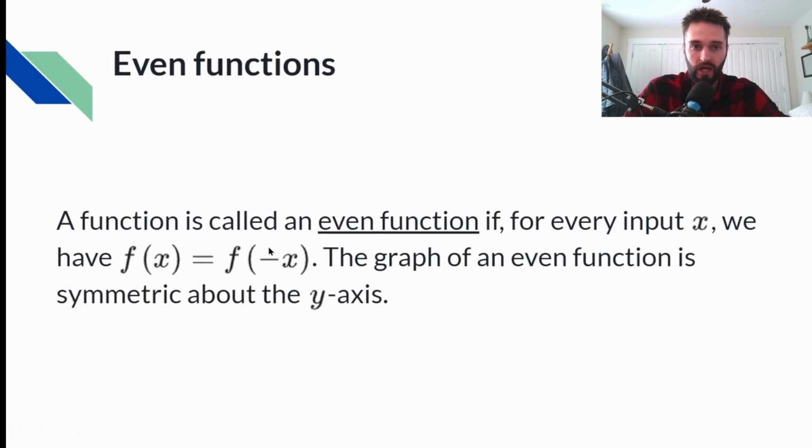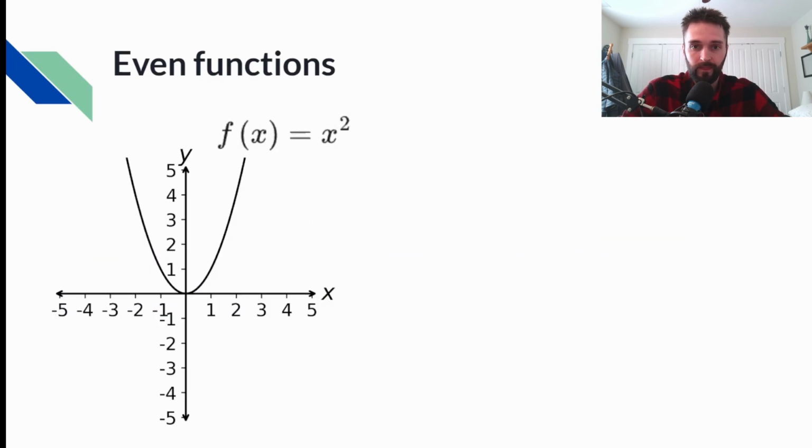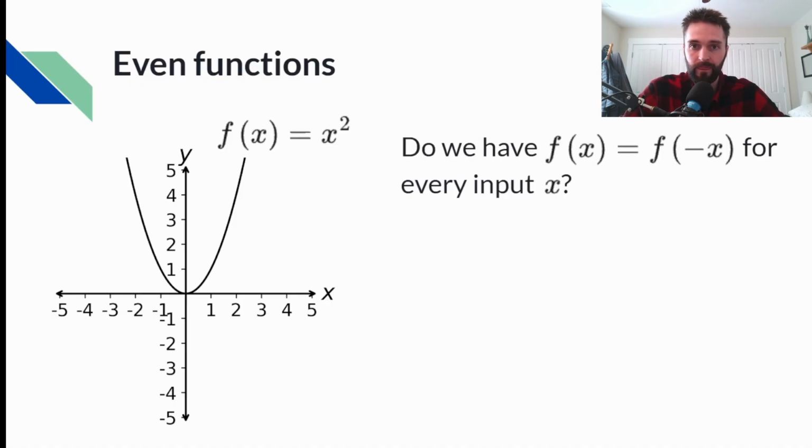So what does this equation really mean? What is it saying? Let's find out. Let's use the function f of x equals x squared as an example. We want to know if this function is even or not. The question is, do we have the equation f of x equals f of negative x for every input x?